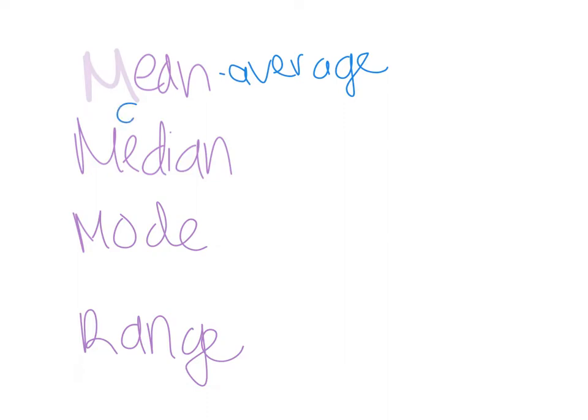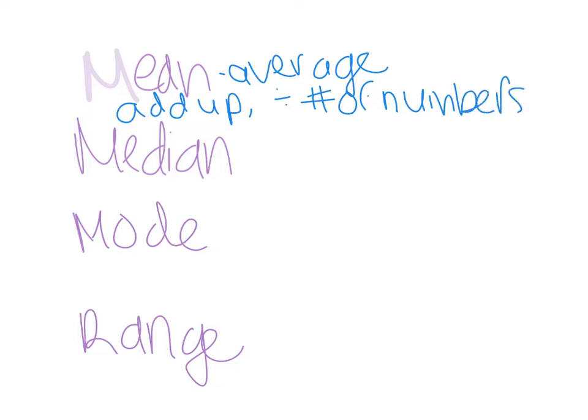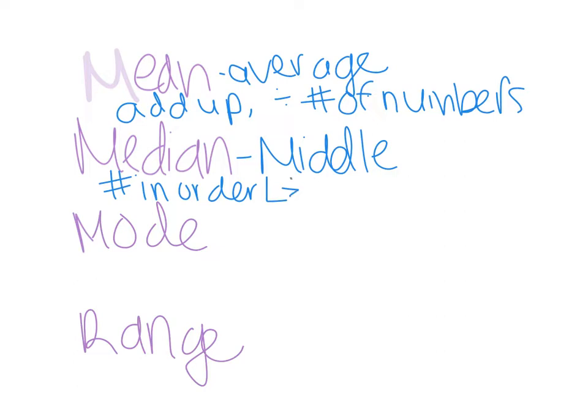So you add them up, that's step one, and then you divide by the number of numbers. So if you have 14 numbers, you would add them all up and divide by 14. The next step is the median, and that is the middle. For the middle, you need to put the numbers in order from least to greatest, and then you cross them out and you find the middle.